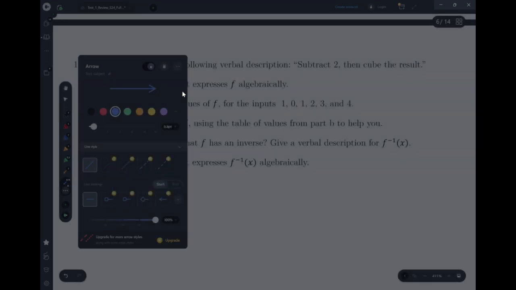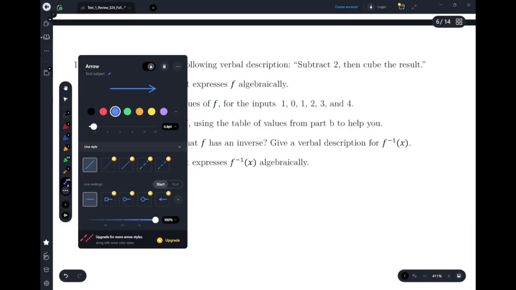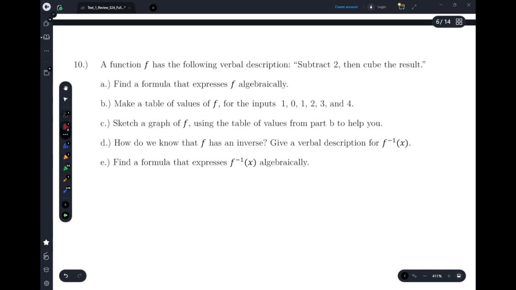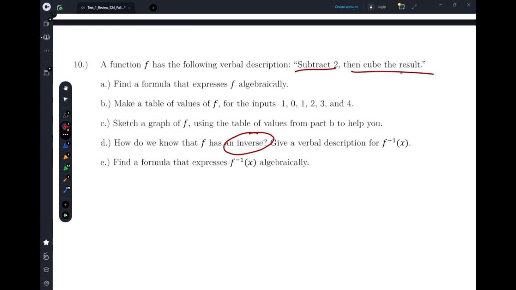Yeah, I just think teaching. All right, here we go. Inverse. How do we know it has an inverse? Well, first we got to know what the function is. Any thoughts on the function? Subtract 2, cube the result. So f of x, subtract 2. The whole thing? Feels like the result means the whole thing. Okay, how do we know that has an inverse?